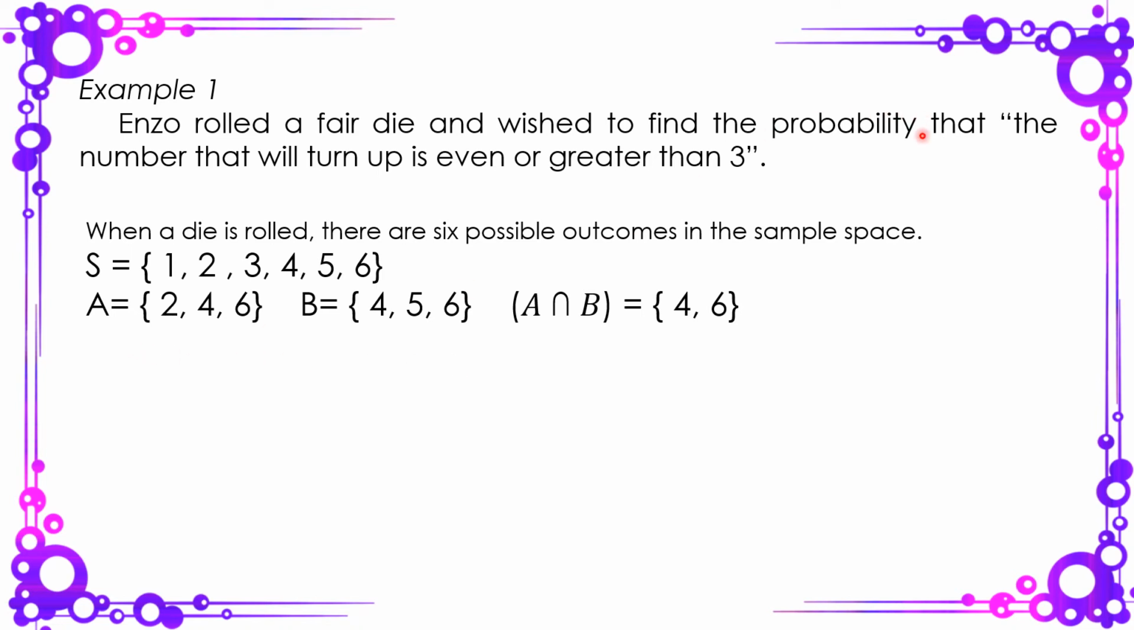For the probability that the number that will turn up is even, I name it as A. So A is equal to 2, 4, and 6, the even numbers from the possible outcomes when we roll a die. For B, greater than 3, so this is 4, 5, and 6. And if we are going to get the A intersection B, the same outcomes in A and B, this is 4 and 6.